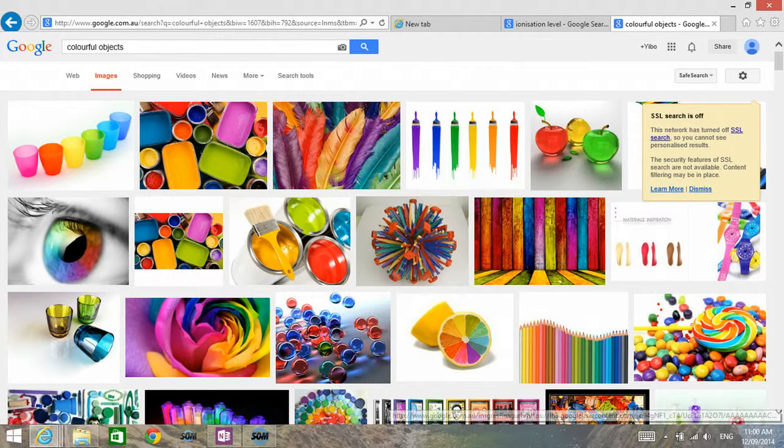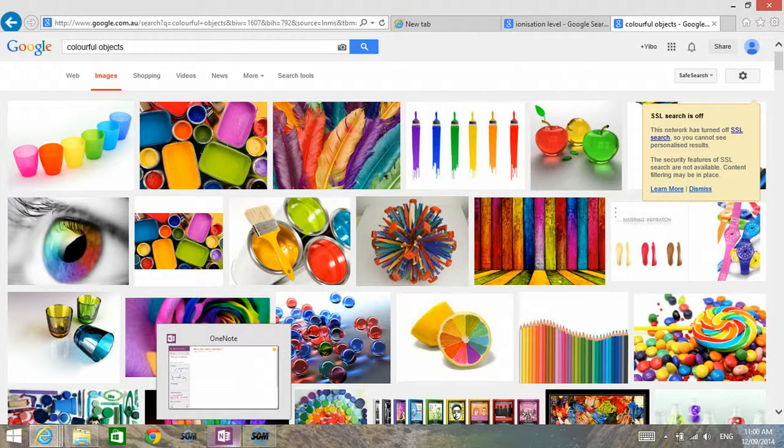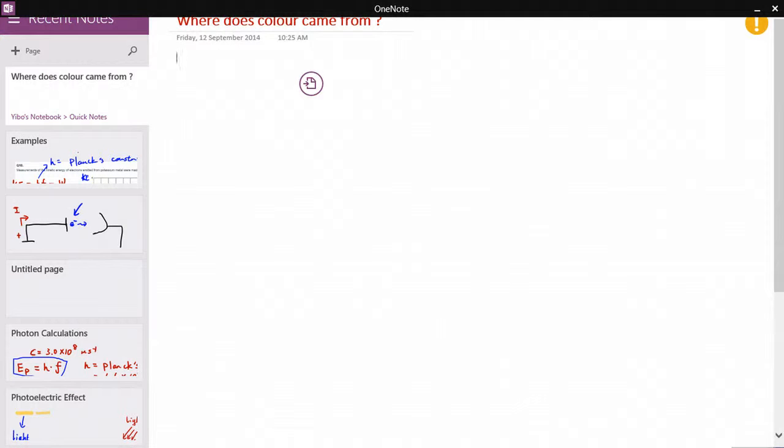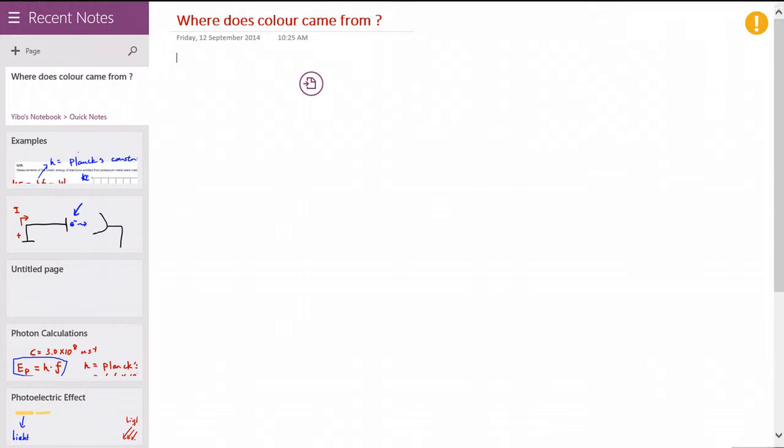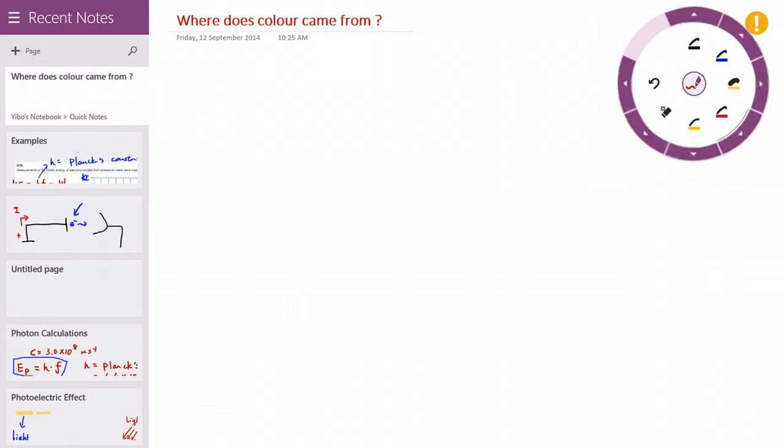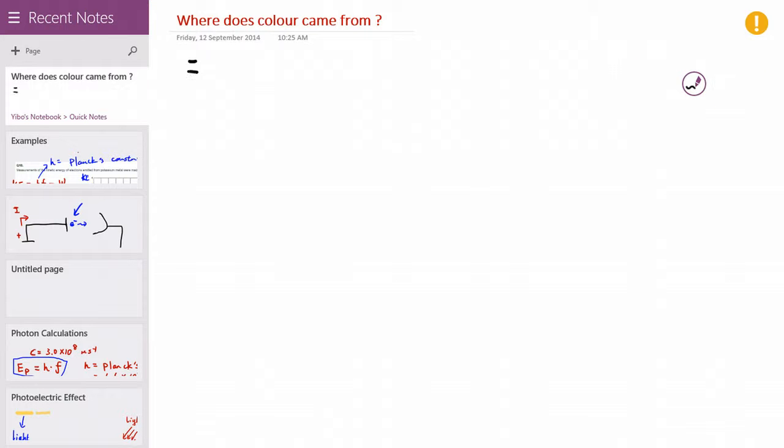Okay. So today we're going to review the secret of why certain materials reflect certain colors. This is all because of the photoelectric effect in some way.